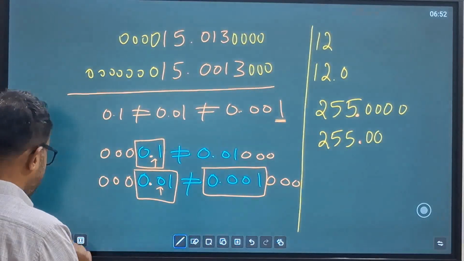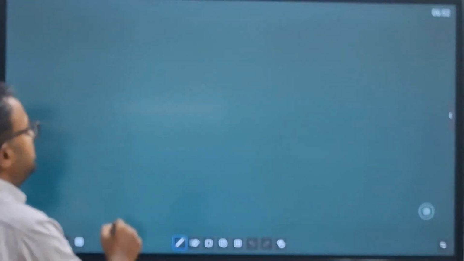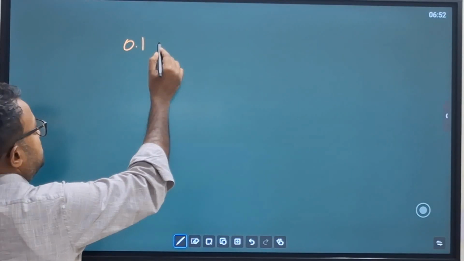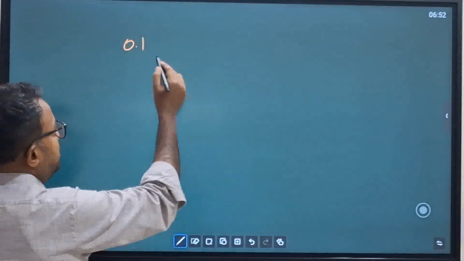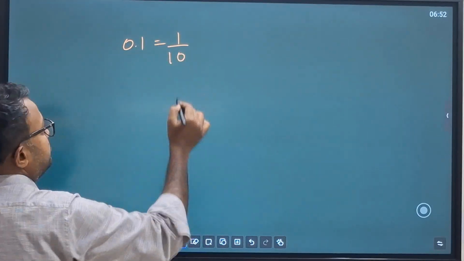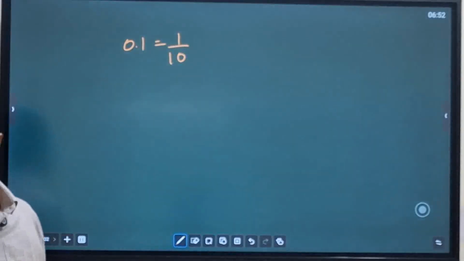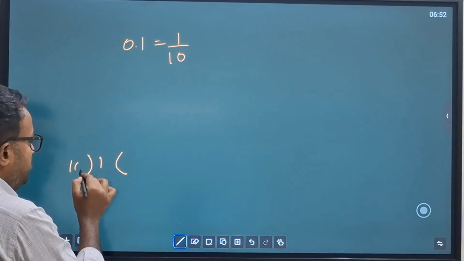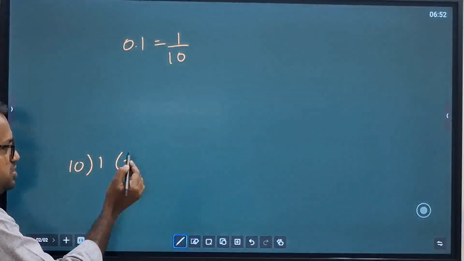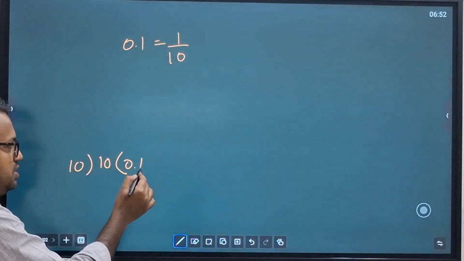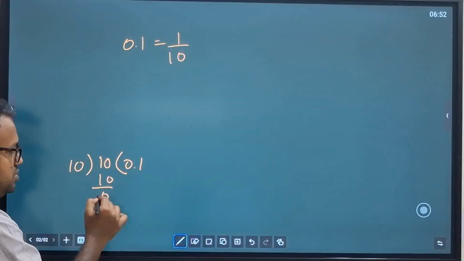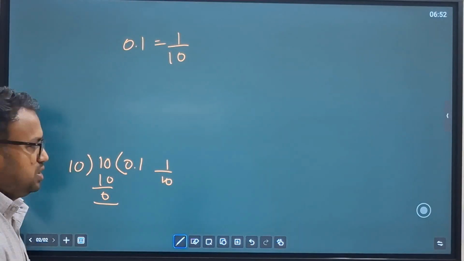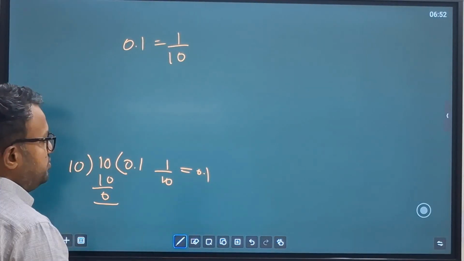Now let us see how we can write 0.1. 0.1 is basically 1 over 10. If you divide 1 by 10, what do you get? You cannot divide directly, so I will add 0 point, it becomes 10, then 10 ones are 10. So if you divide 1 by 10, what you essentially get is 0.1.